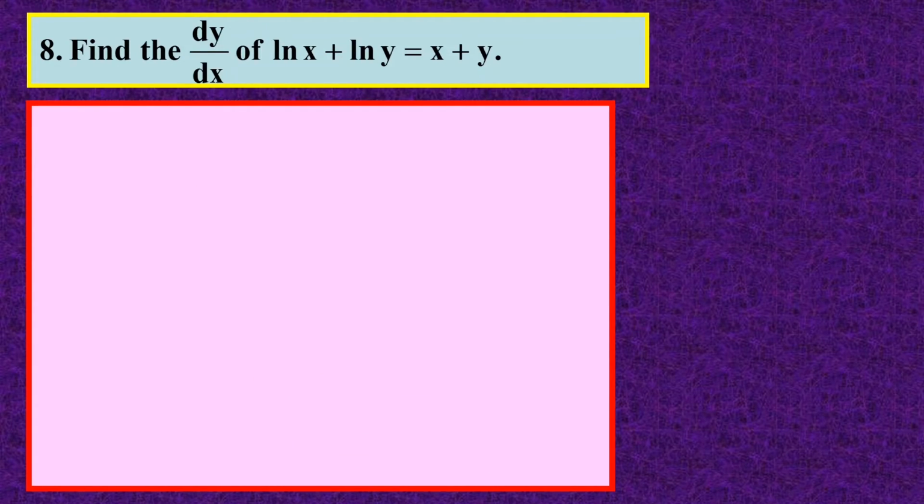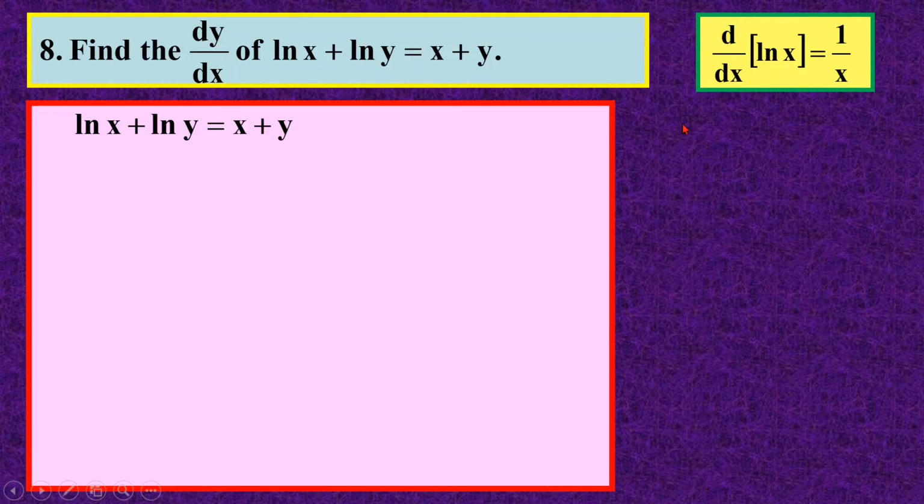For question number 8, I have ln x ln y equals x plus y. If you have not seen the differentiation of logarithmic functions, please check out the description box below. I will leave the link there. Now, for ln x, when I differentiate that, I will get 1 over x.